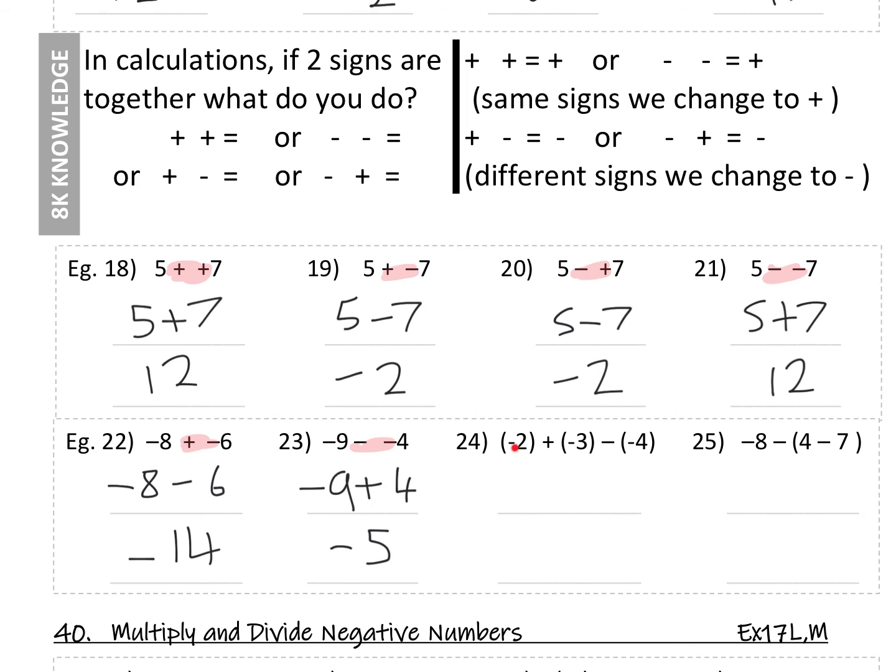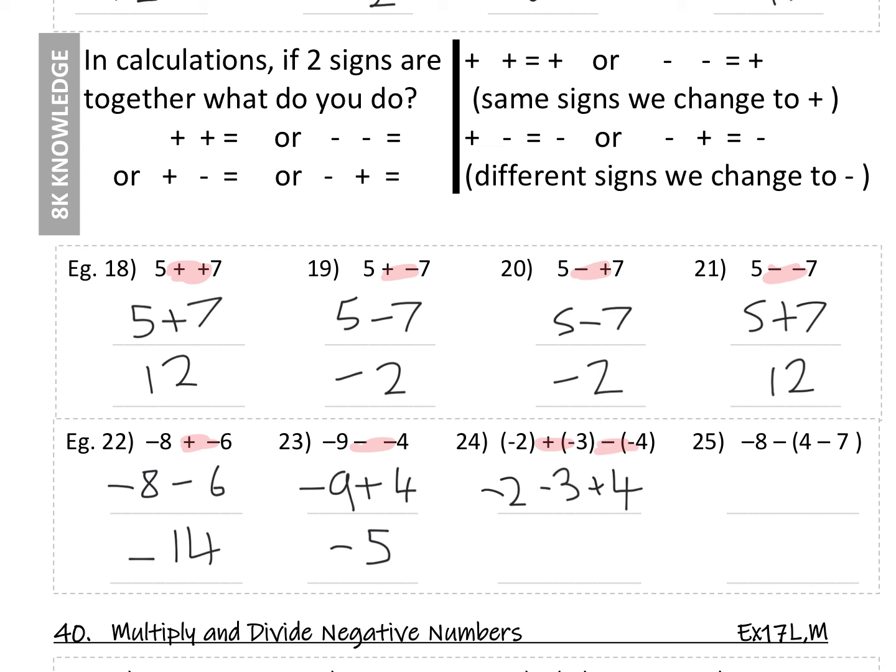You may see some questions that have got brackets in them, and you don't need to have brackets in this sense. You could do the same question here without the brackets in example 24, because there's no calculations actually taking place inside the brackets. So we've got minus 2, and we're going to add minus 3. The two signs together, if you're adding a negative number, you take that away. So it's minus 2, take away 3, and then we're going to take away minus 4. If you take away a negative number, you add it on.